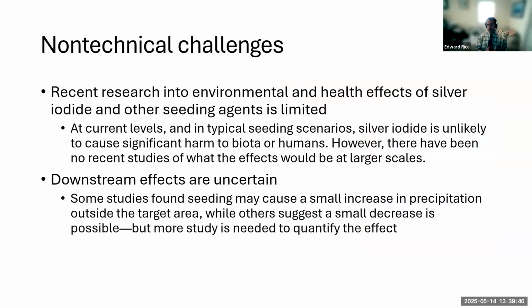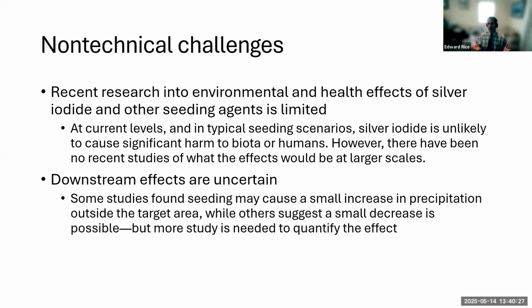Non-technical challenges, environmental health effects. We found that there's relatively good agreement that at the current levels, silver iodide does not appear to present a significant human health or environmental threat, because silver iodide is largely insoluble in water. It can dissolve, but it takes a very long time or specific conditions for the silver iodide to release the silver ions. The silver ions themselves are what is really responsible for potential harm. It's a very antimicrobial substance.